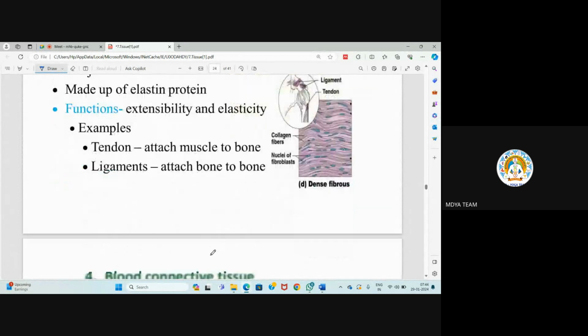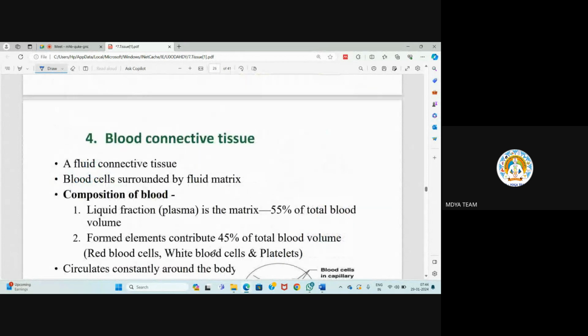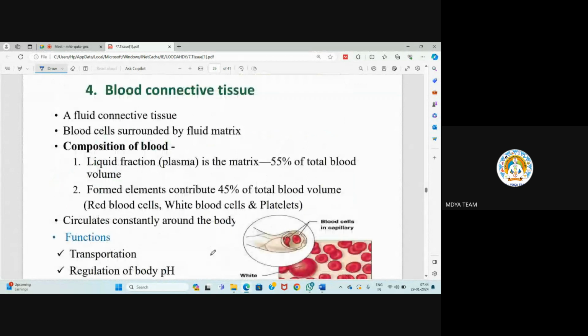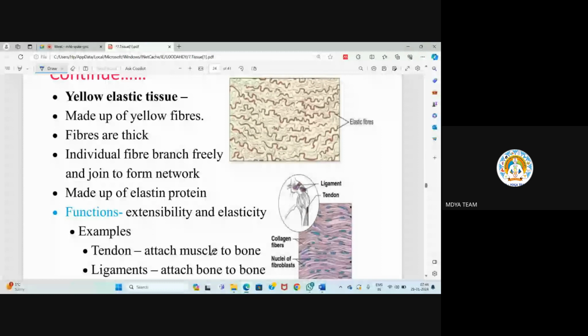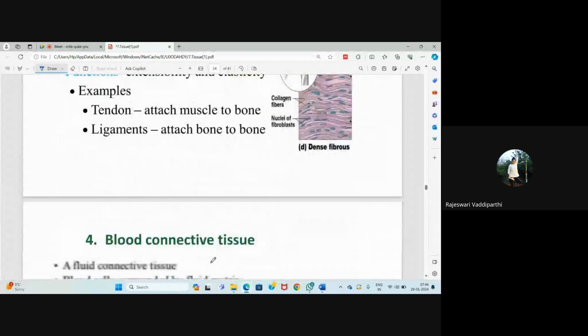Okay. Now, next is blood connective tissue. Ma'am, can you keep that slide for 2 seconds, ma'am? I will jot down. Yes, obviously. Any problem? Yeah, thank you, ma'am.